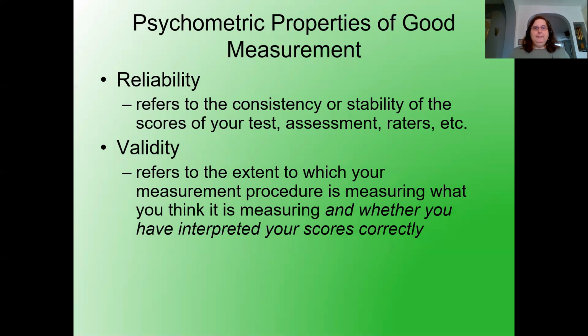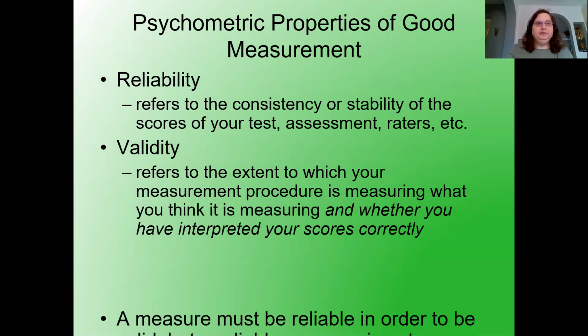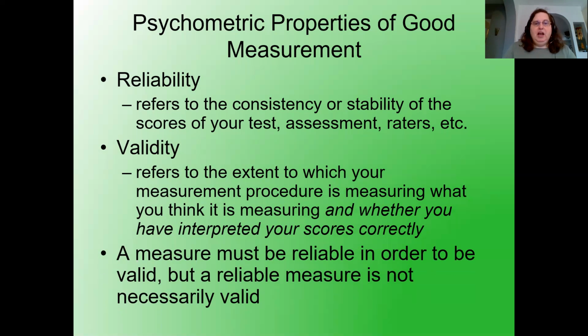On the other hand, you could have something that is reliable but not valid. Consider a stopped watch. Let's say your watch stopped and it always measures 11 a.m. That's very, very consistent, but it's not valid. It's not accurate, at least not most of the time. It's accurate once a day at 11 a.m. So a measure must be reliable in order to be valid, but a reliable measure is not necessarily valid.